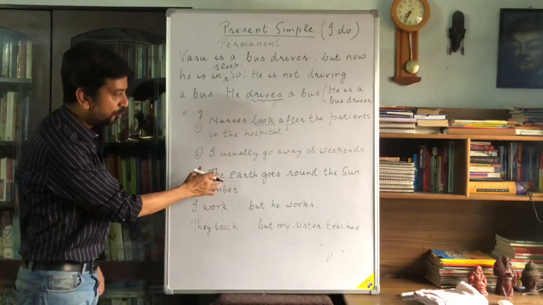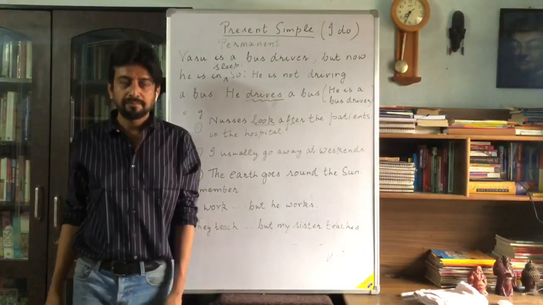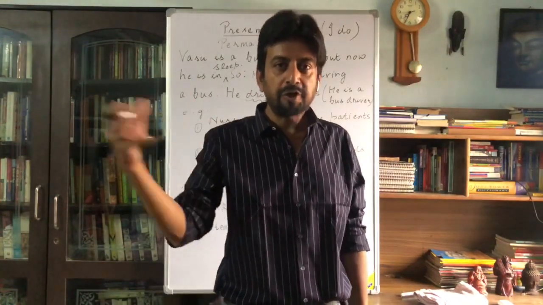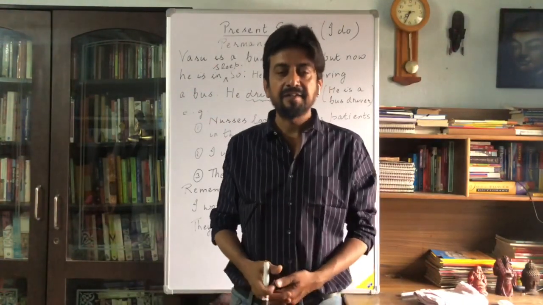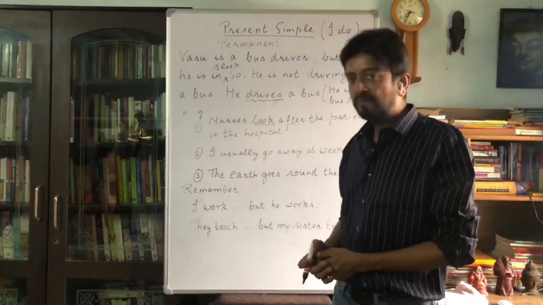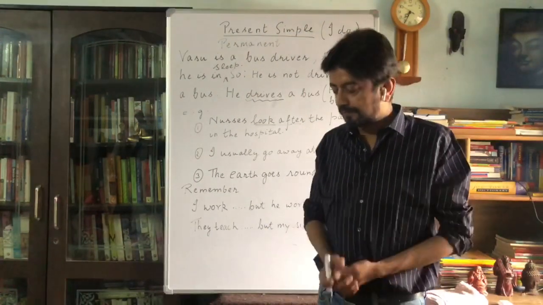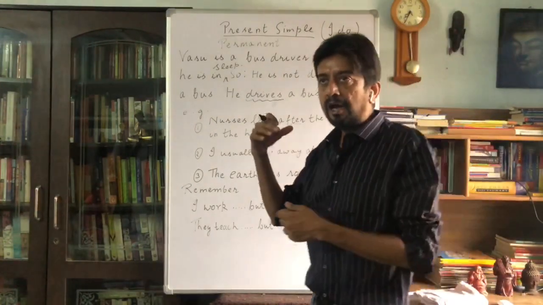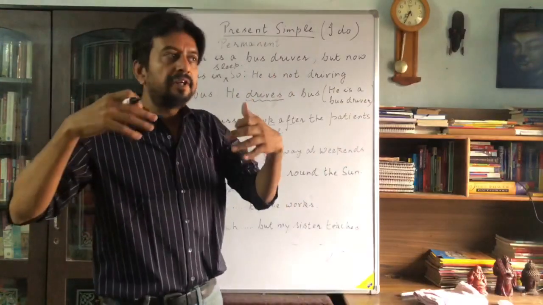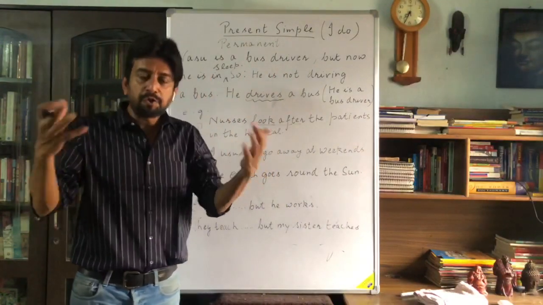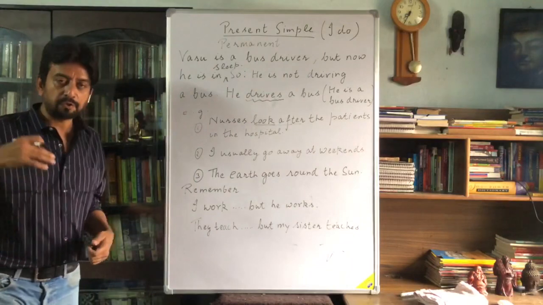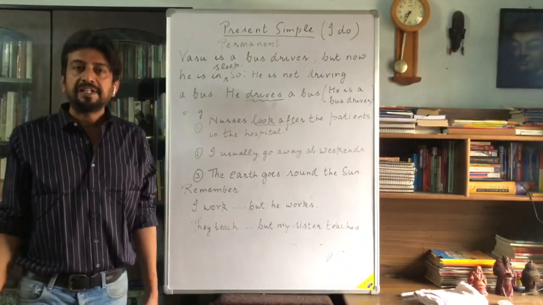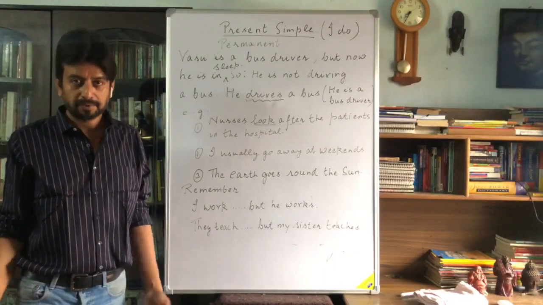Now, the earth goes around the sun. It's a universal truth. So it is permanent. Water boils at 100 degree centigrade. It's permanent. Right? And the important thing, universal truth are not the truth that are the truth of science. They are also the truth of habits. Like you can say children like sweets, right?